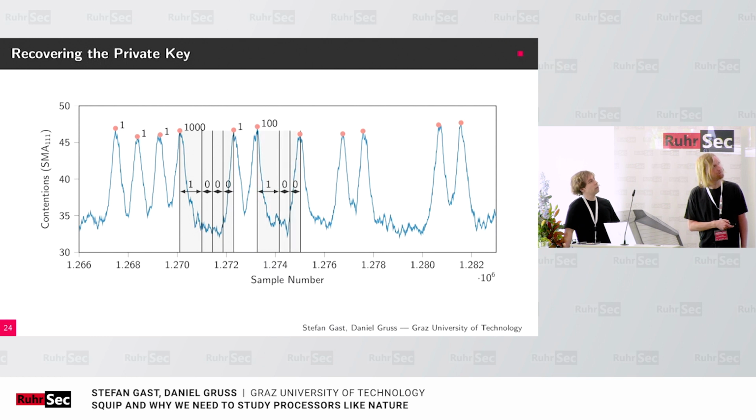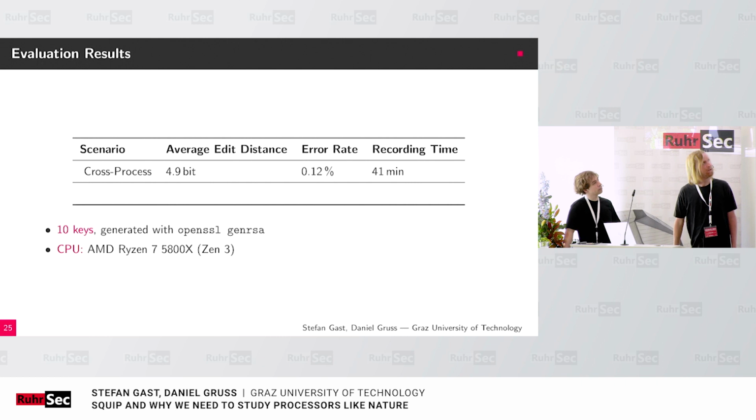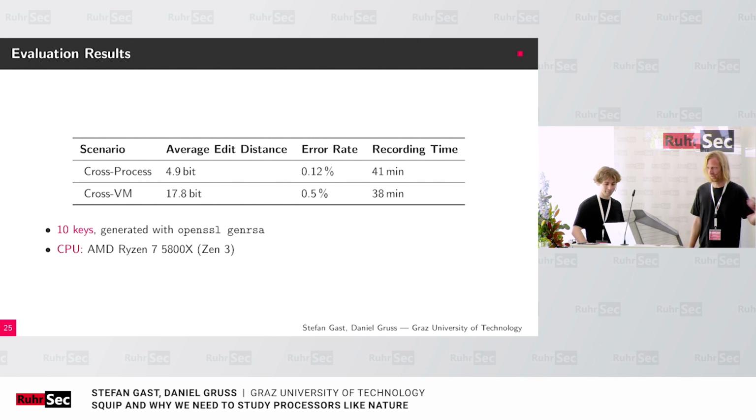Yeah, and with that you get the full RSA key out of that trace. We also evaluated that in a cross-process setting and in a cross-VM setting. We get quite a low error rate out of that, and we can record these traces in about 40 minutes or so. Yeah, so if we have all these attacks now, it's yet another side channel, right?